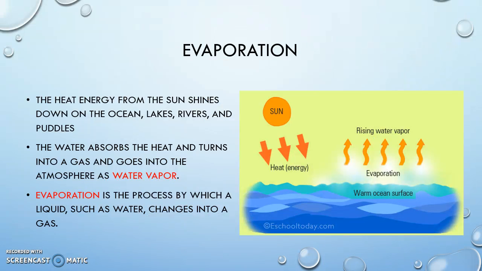So to get more in depth, evaporation is the heat energy from the sun, and it shines down on the ocean, lakes and rivers and puddles, and it forces the water or the liquid to turn into water vapor. Okay, water is one of those that can transform from a solid, liquid, and gas state. So the heat from the sun will turn the water into water vapor, which is a gaseous state, and that's why the definition is the process by which a liquid, such as water, changes into a gas.